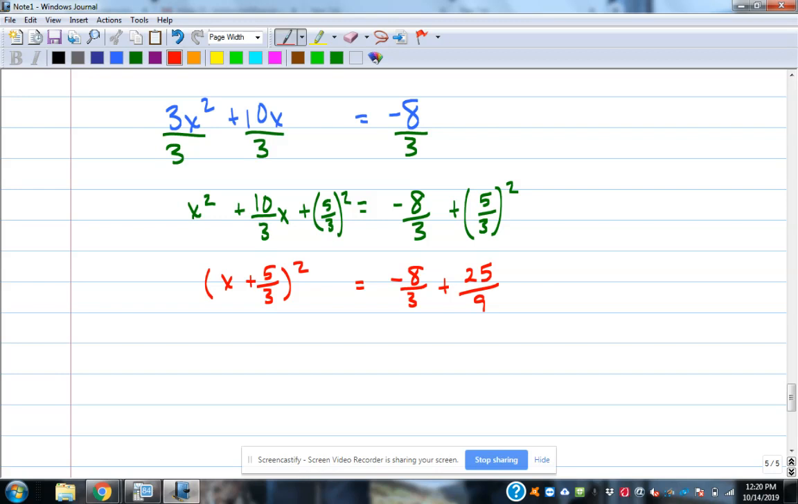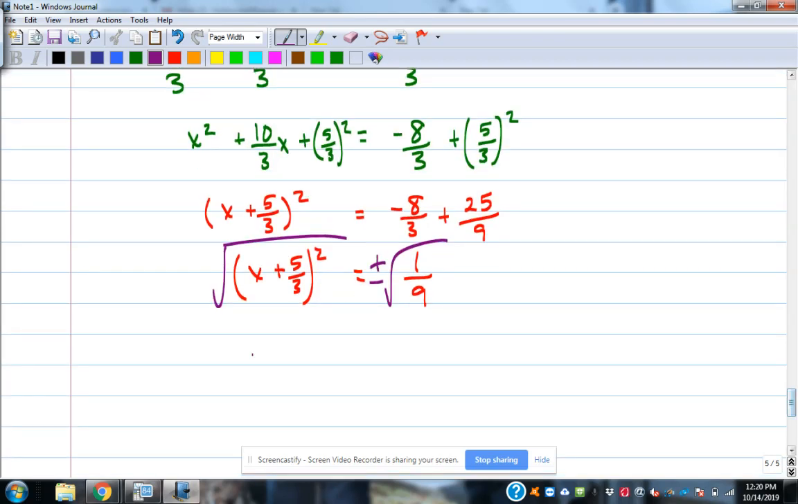Negative 8 over 3 plus 25 over 9 would be 1 over 9, right? Well, common denominator would be 9, so negative 8 times 3 would be negative 24. So that makes sense. Now what? Take square roots both sides. That works out kind of nice.